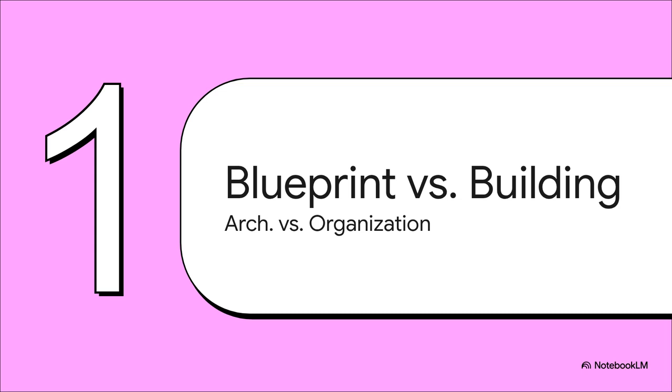So to really get this, we've got to start with one big idea, the difference between a computer's design and its actual physical parts. The best way to think about it is like building a house. First, you have the architect's blueprint, and only then do you have the physical building made of bricks and wood. In the world of computers, we call these two things architecture and organization.